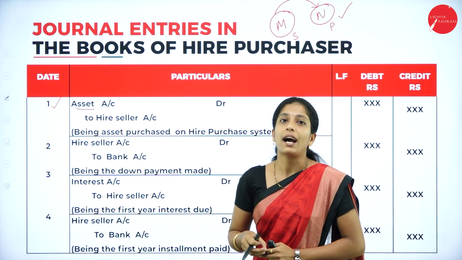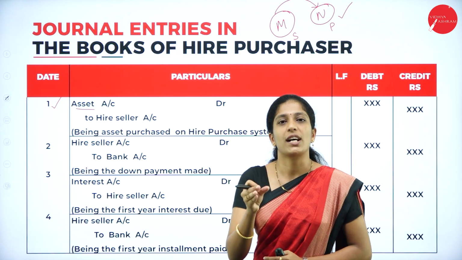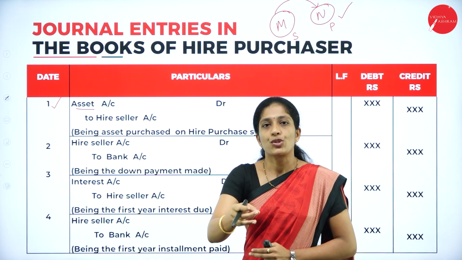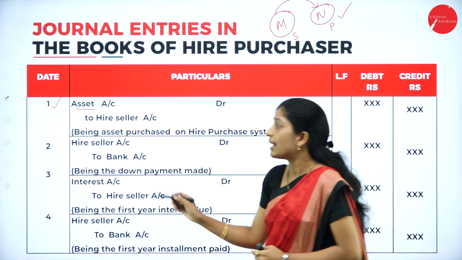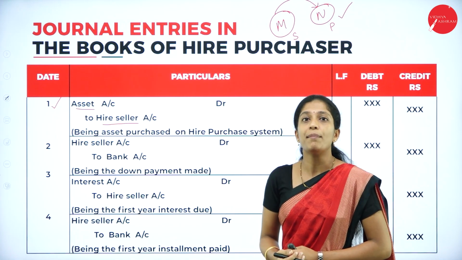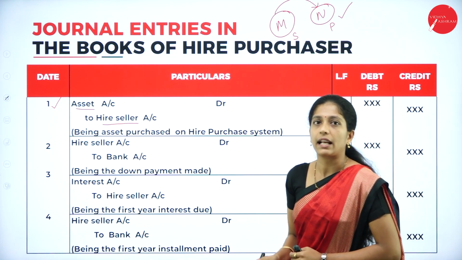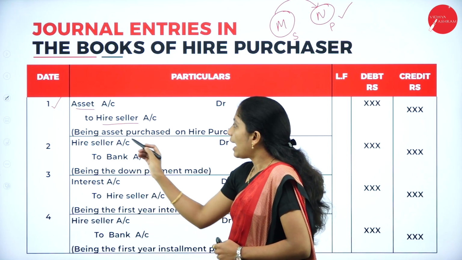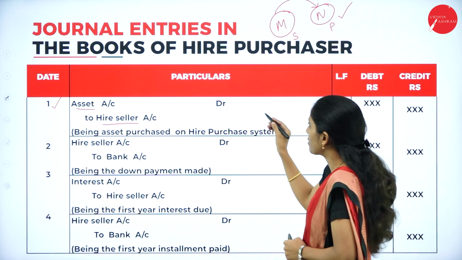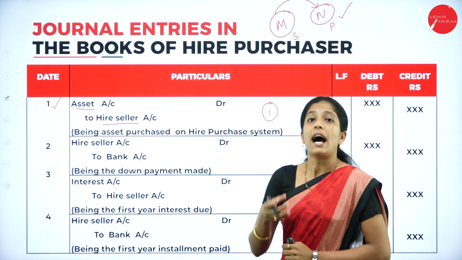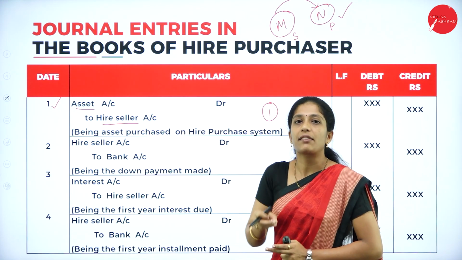which is purchased on hire purchase agreement. Now, we are going to prepare journal entries in the books of hire purchaser. So, here hire purchaser is receiving the goods. So, asset account debit to hire seller account. From whom we are receiving the goods? From hire seller. That is, here hire seller is M. So, your entry will be asset account debit to hire seller account, and your narration being asset purchased on hire purchase system. So, this entry is for hire purchase. Here, hire purchaser is going to receive the goods. So, that is the first journal entry for receiving the goods.